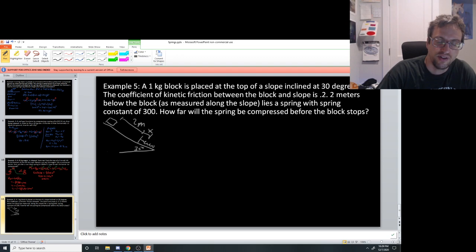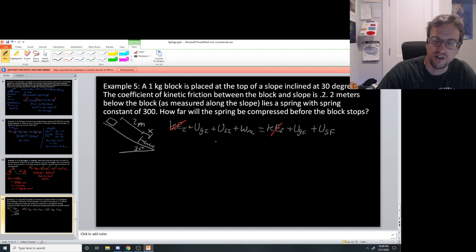Okay. Now, this in itself is already kind of a pain, but we also have friction. So really piling it on here. But we still start the same way. Kinetic energy initial plus potential energy of gravity initial, spring initial, plus non-conservative work, equals kinetic energy final, potential energy of gravity final, plus potential energy of a spring final. Kinetic energy initial, 0, starts at rest. Kinetic energy final, max compression, 0.